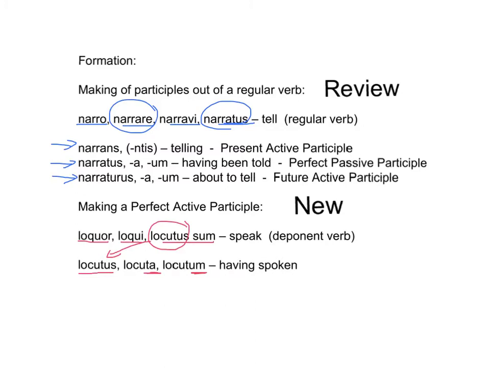Notice the similarity of the PPP and the perfect active participle. Here is your PPP and here is your perfect active participle. We need to be very careful with these two participles because they are easily confused. If you would like to learn strategies to tell them apart, go to the Review of All Participles lecture.